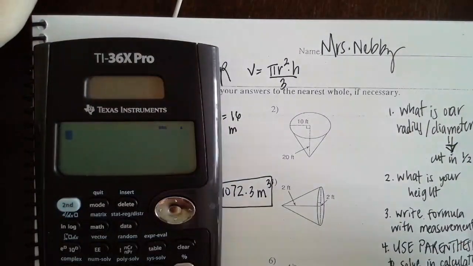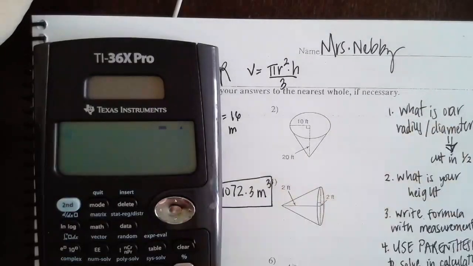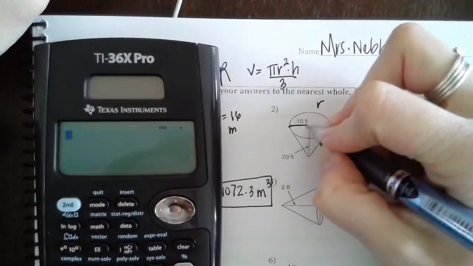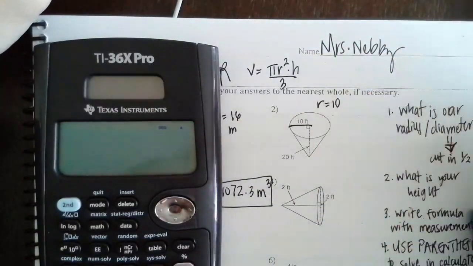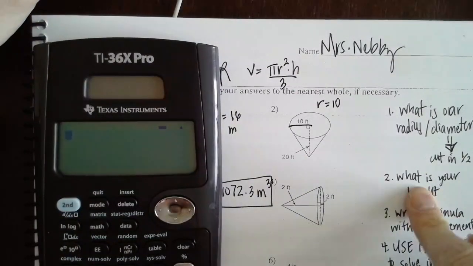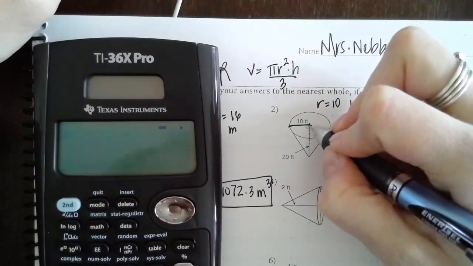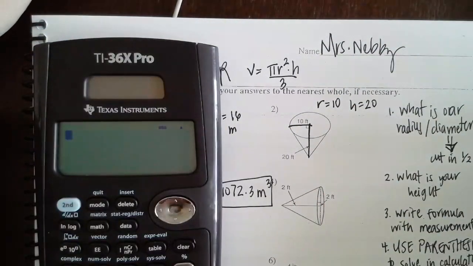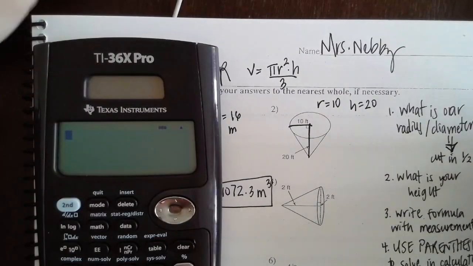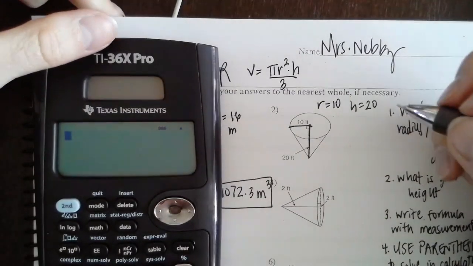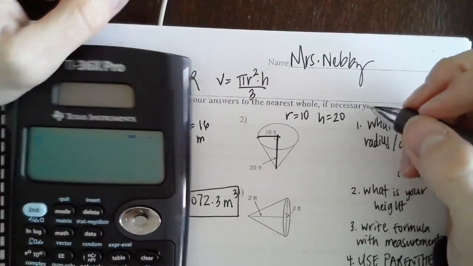Okay, so the first thing we have to do is figure out our radius or our diameter. So our R for this is this 10. And the next thing we need to do is figure out our height. So our height for this is 20. Remember, it goes from the base, the circle, all the way to the top of the cone. Okay, so the next thing we have to do is fill in our formula. I'm going to write our formula a little bit differently so that it matches what we did with the cylinders.